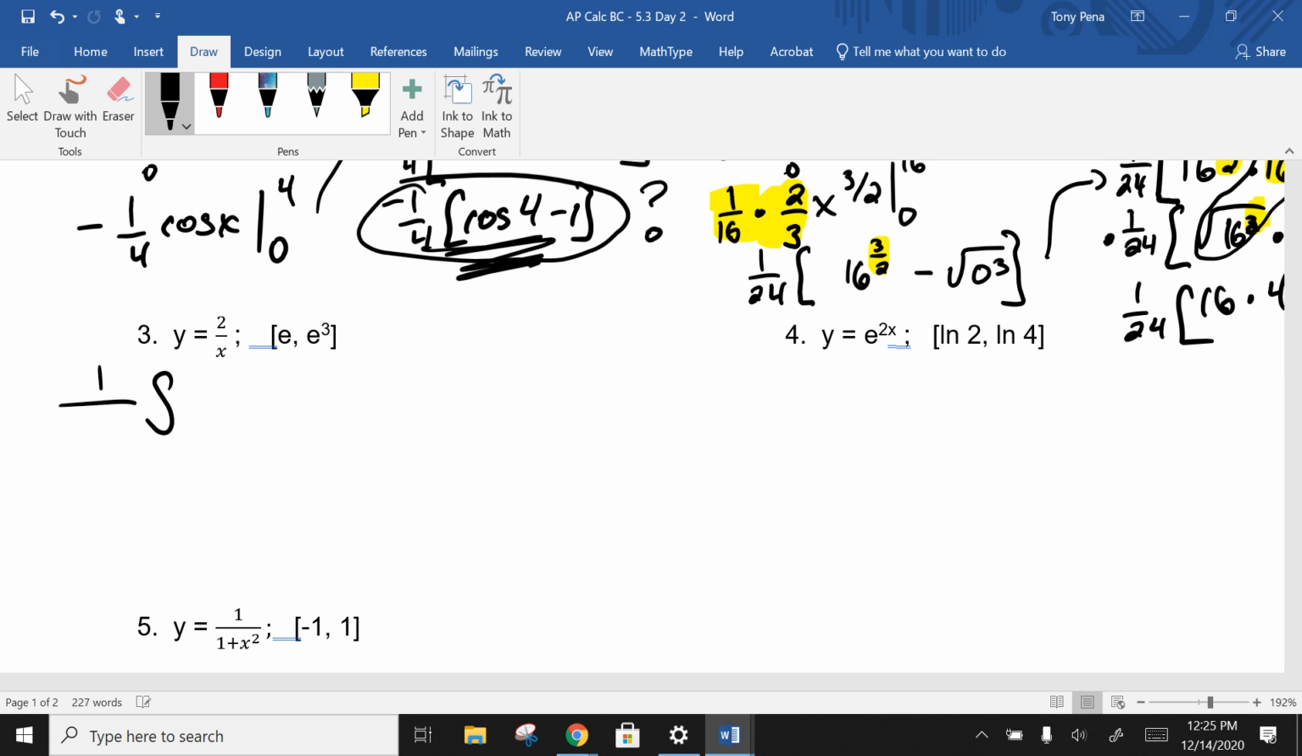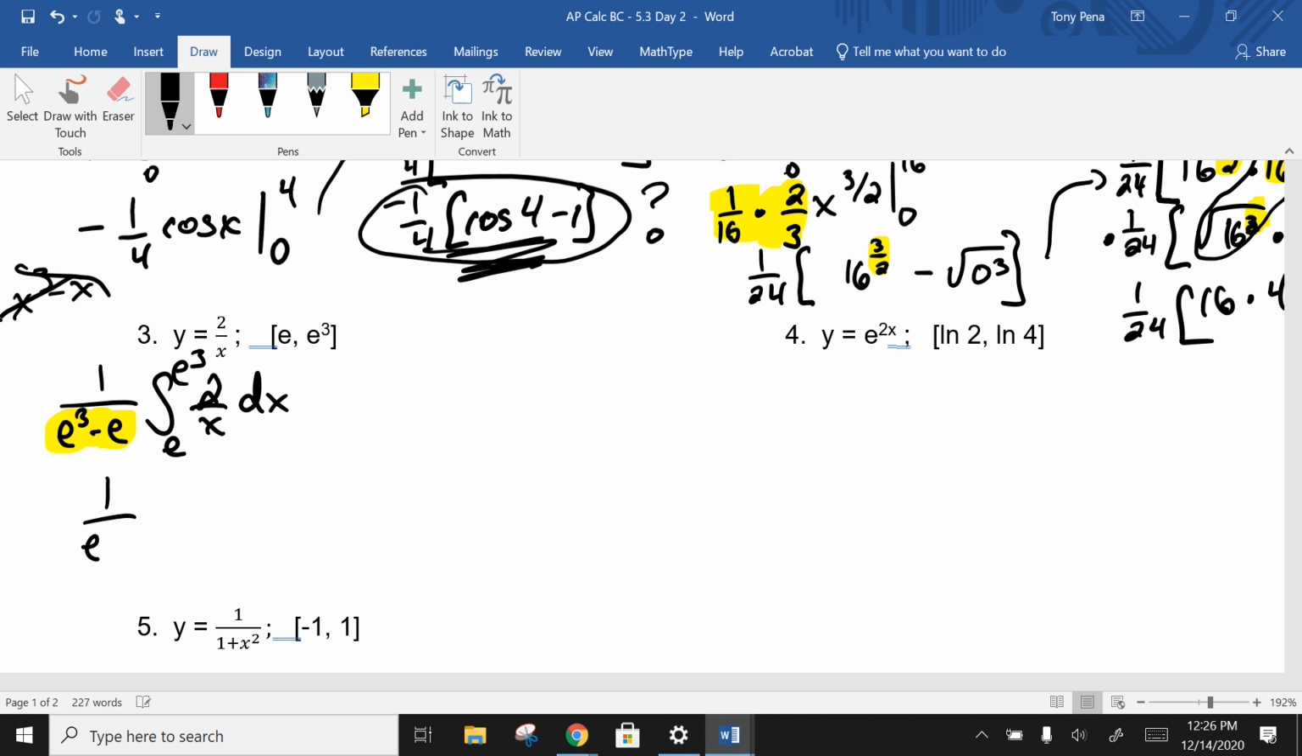We're going to go from 1 over e cubed minus e, and then our lower limit's e, upper limit's e cubed, and then our integral is 2 over x. Don't be one of the people who think we can combine these. We cannot combine those, correct? It's basically the same as x cubed minus x. You cannot combine x cubed minus an x. So we can't combine an e cubed minus an e. So that's just going to stay the same.